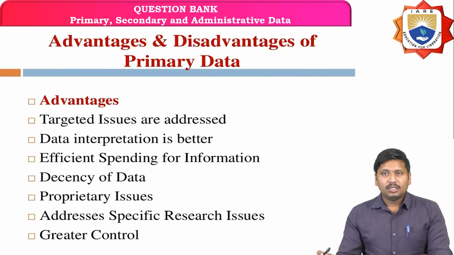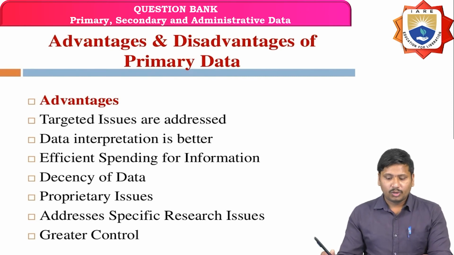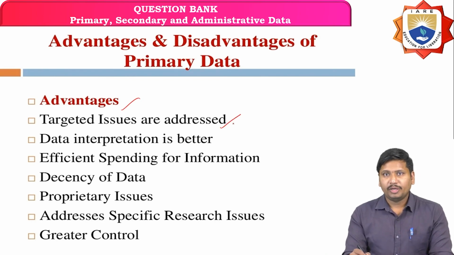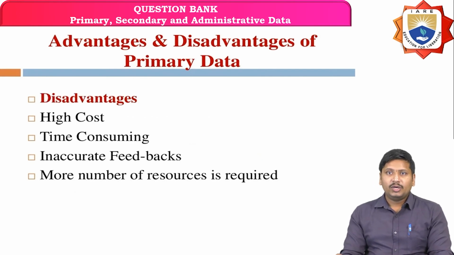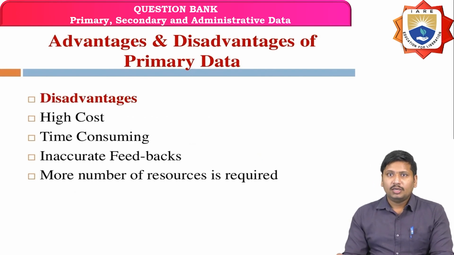So what are the advantages and disadvantages of the primary data? For that, the advantages here are that the target issues are going to be addressed, and the data interpretation is going to be better when compared to the secondary one, and efficient spending for information, dependency of the data, property issues, and it addresses specific information issues and gives greater control. So these are some of the advantages of the primary data. And the disadvantages will be high cost, a time-consuming process, inaccurate feedback, and more resources are required.